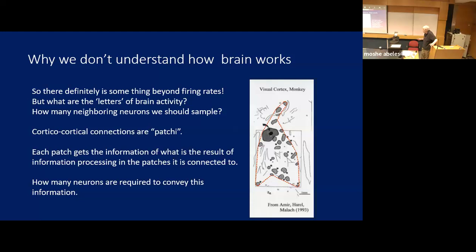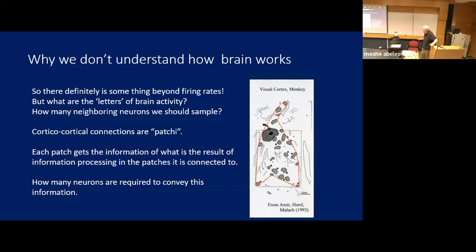Now, how can we get at what's going on in the cortex? You could say that if we recorded all 10 to the 10 neurons in the cortex, we would know what's going on. I think we would be confused completely and not understand what's going on. So I'm trying to argue what you should do to understand what's going on.